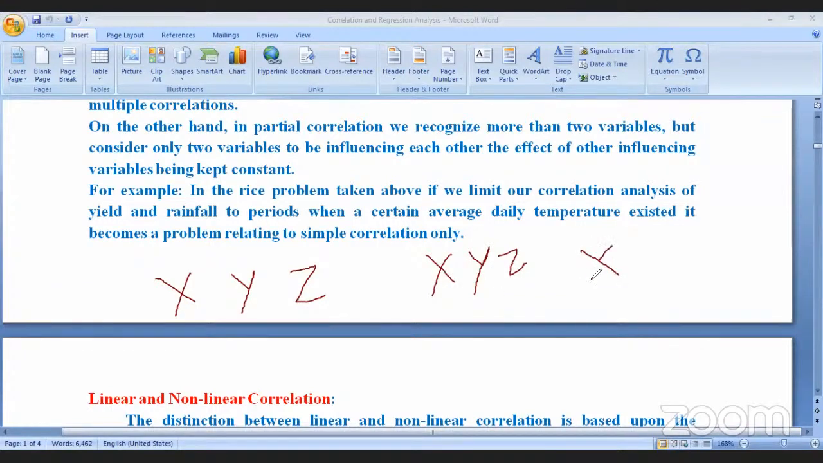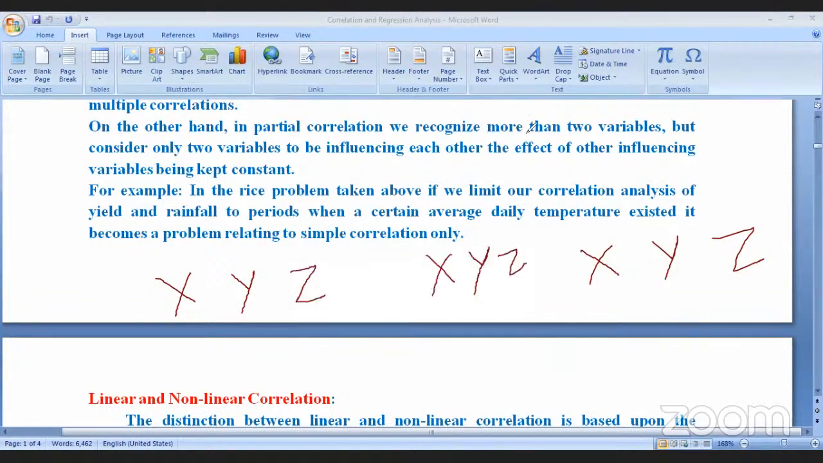In simple correlation, X, Y, and Z, three things are there, but we focus on only two variables, X and Y, or Y and Z, or Z and X. We ignore one variable, either X or Y or Z. This type of correlation is called simple correlation. So I think you understood. I have given clarity regarding multiple correlation. Any doubt? Anybody? No, sir.